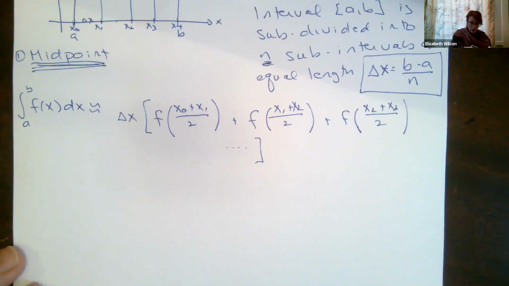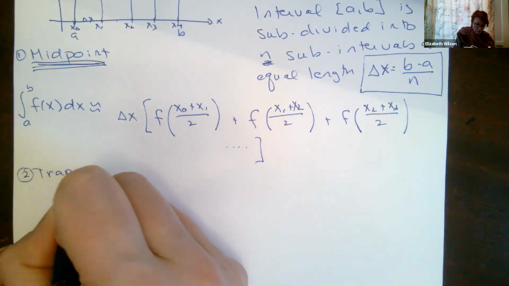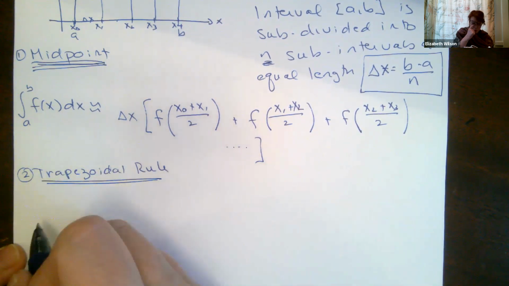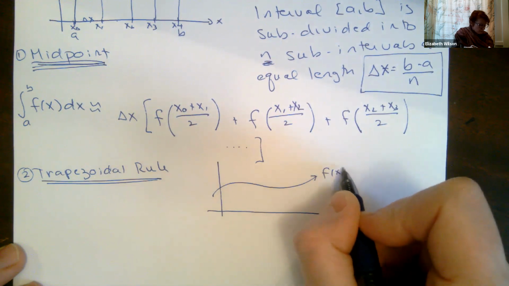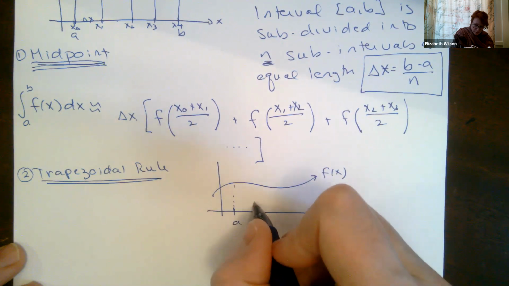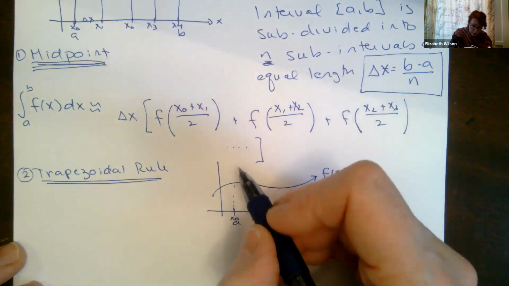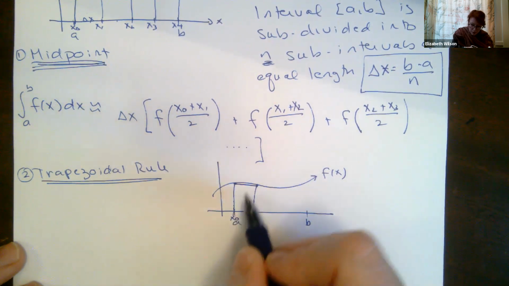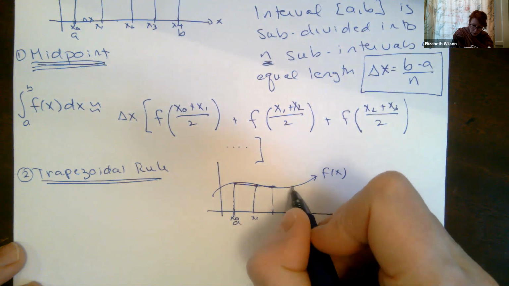So let's talk about, I'll put up the other two rules. So the trapezoidal rule, depending on how things go. All right, so let's draw a picture so we have a visual. Here's our function, and now we're going to go from a to b. Here's x naught, x1. We've got n subintervals, for example. Now my trapezoid is going to be this shape right here. Here's my first trapezoid. My second trapezoid is going to go from here to here, from there to there. And then here's another trapezoid.